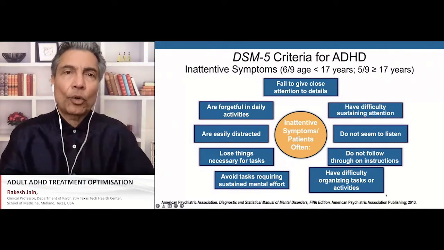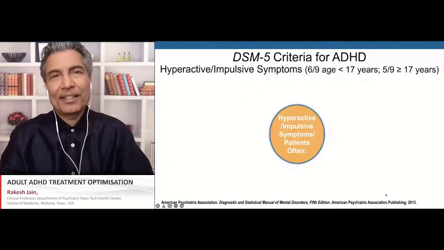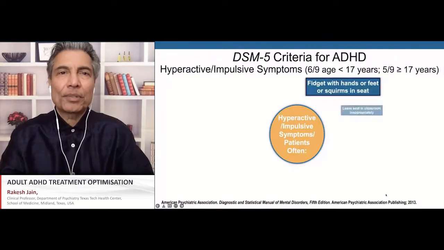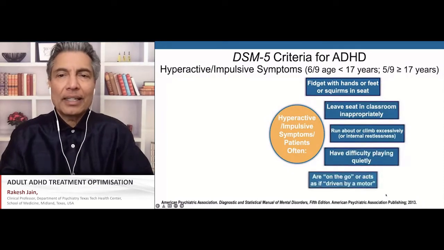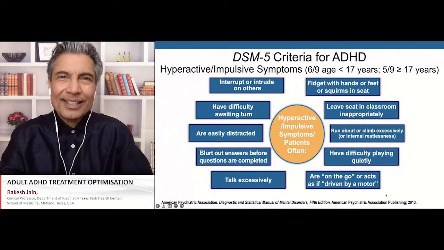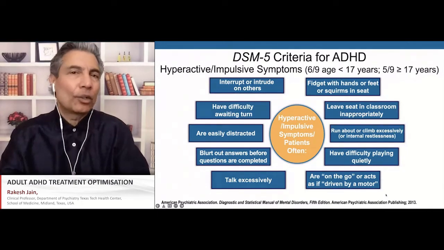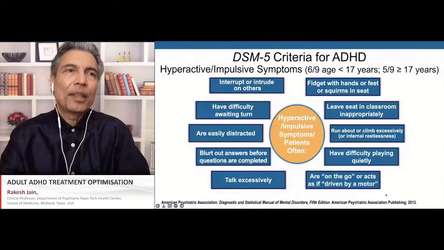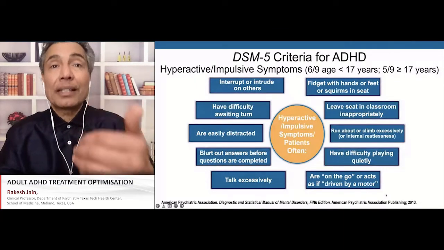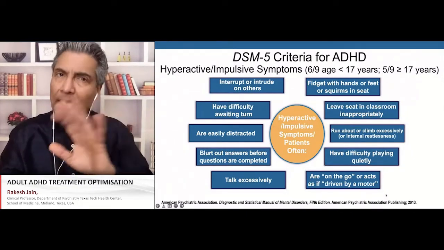Now, this is one side of the coin. The other side of the coin, of course, is hyperactivity and impulsivity. Let's look at those symptoms. Fidgetiness, leaving the seat in the classroom, having difficulty playing quietly, having difficulty awaiting your turn, all of those. The problem is that this sounds like childhood symptoms, doesn't it? And you'd be right. DSM-5 has not done a great job making these symptoms much more sensitive to adults. But we will find ways around that.